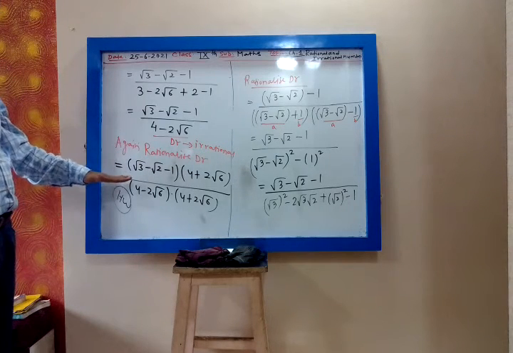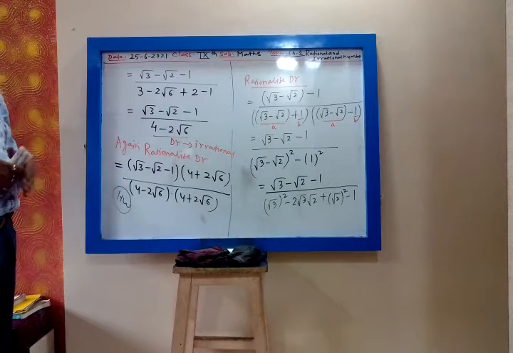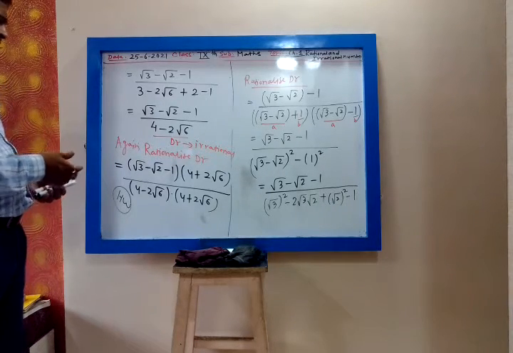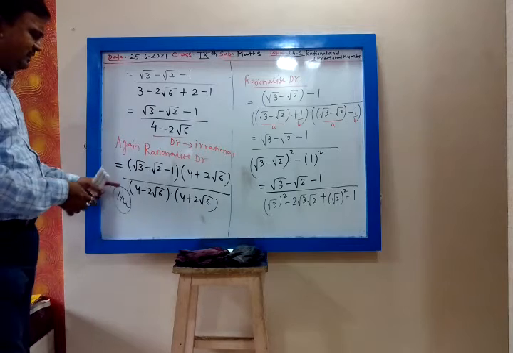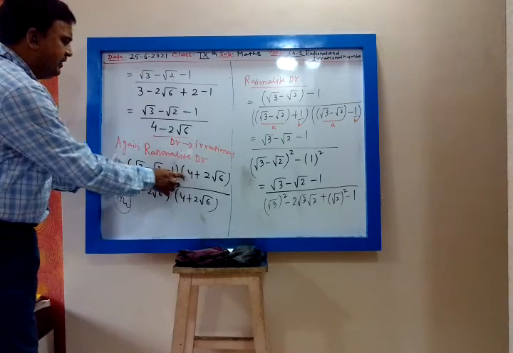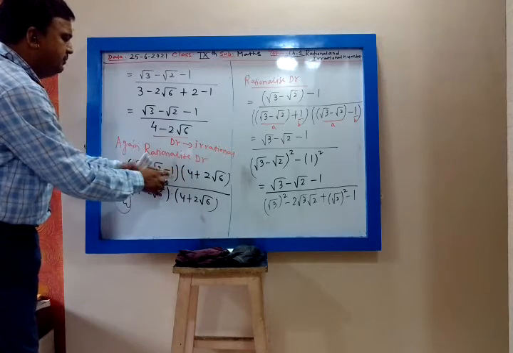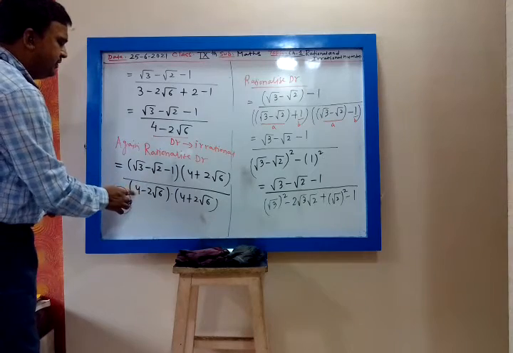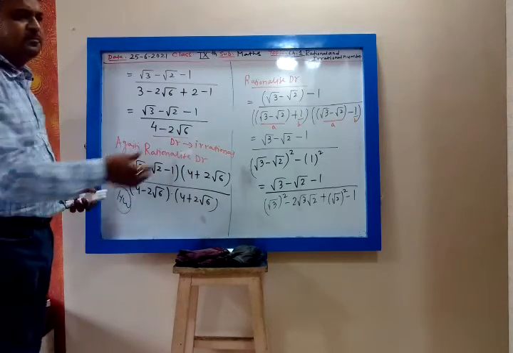Follow? Is it clear, this part? Now further rest. Yes. You have to multiply root 3 to the entire bracket, root 2 to the entire bracket, minus 1 to the entire bracket, simplify the numerator, then the denominator will be a minus b into a plus b.